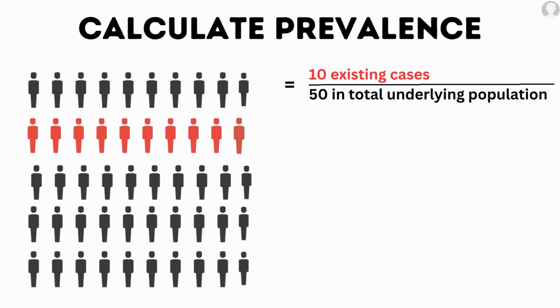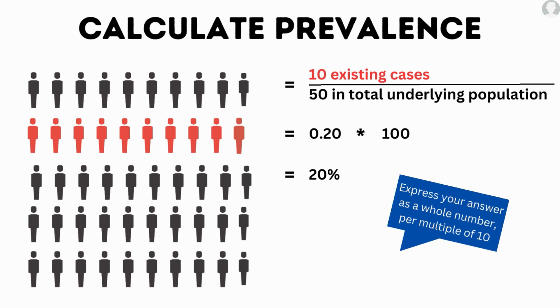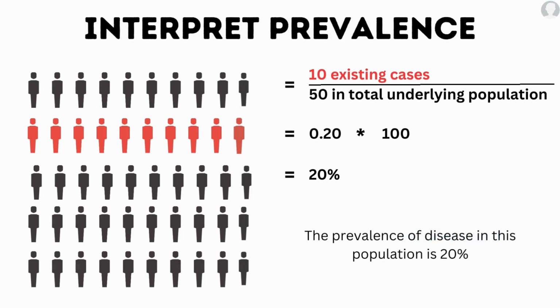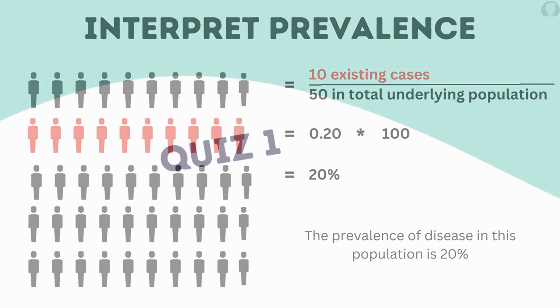10 divided by 50 is 0.2. We want to report the prevalence as a whole number, so we multiply by some multiple of 10. If we multiply by 100, we move the decimal place 2 places to the right and get 20%. So the prevalence of disease in this population is 20%.